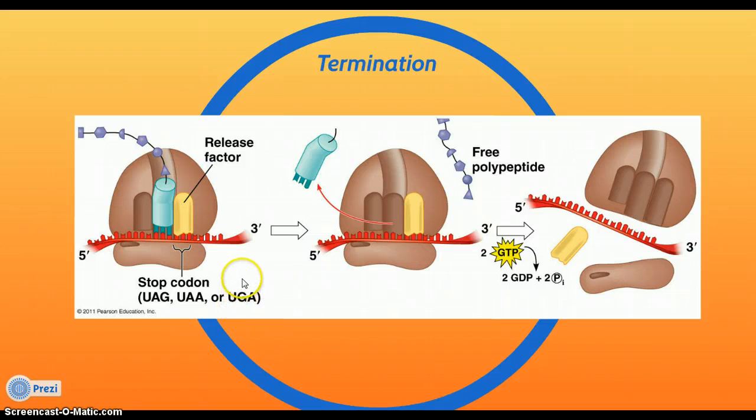This release factor promotes hydrolysis of the bond between the last amino acid of the polypeptide chain and the tRNA in the P site. Once the polypeptide chain breaks loose of the tRNA, it exits through the exit tunnel of the ribosome.